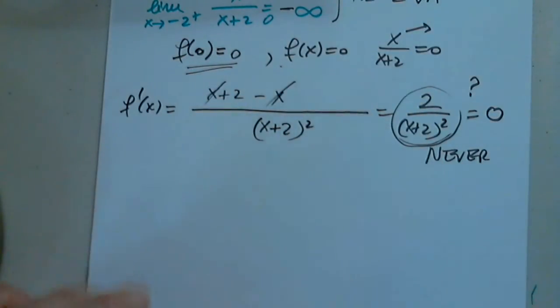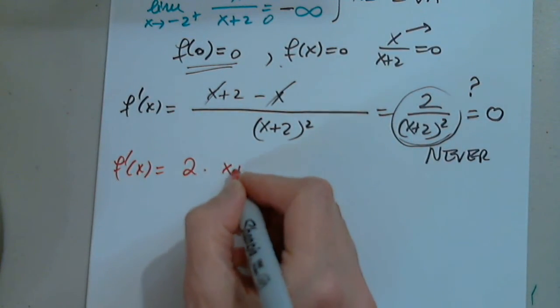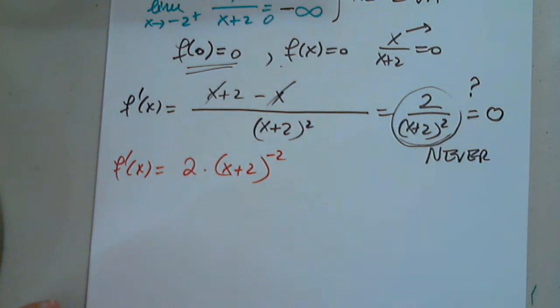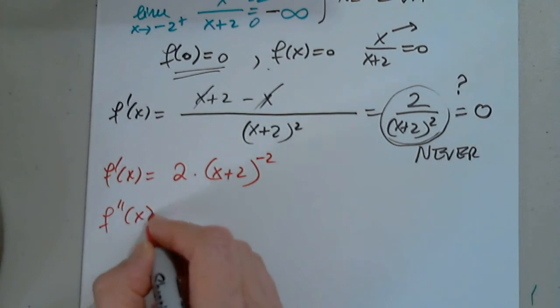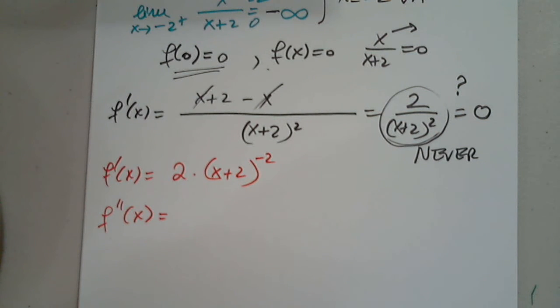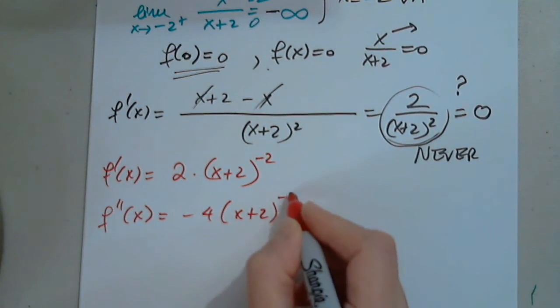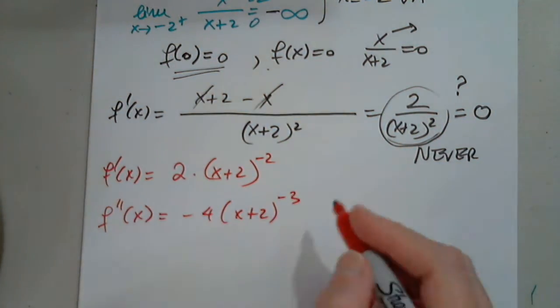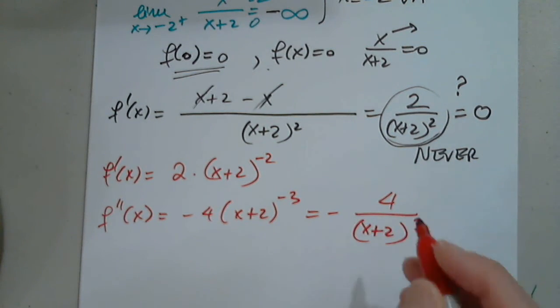So this is the first derivative. Of course, I will change it into this because this is so much easier to differentiate. Can anyone tell us the second derivative? -4 times (x plus 2) to the -3rd, times the inner function prime, which is 1. So this is -4 over (x plus 2) to the 3rd.